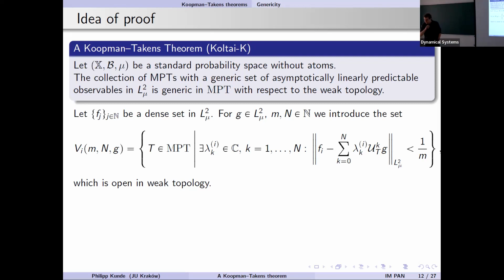Is it the same as saying that each f_i lies at distance at most 1 over m from the space generated by U^k g? Yes, of the span of that. But it's not for each i. Here I fix a given i. For that particular set I look at one particular element f_i, but later I will take the intersection to get it for every element f_j in my sequence. At this point I fix f_i and look at those transformations such that the span of those iterates of g approximates my f_i.